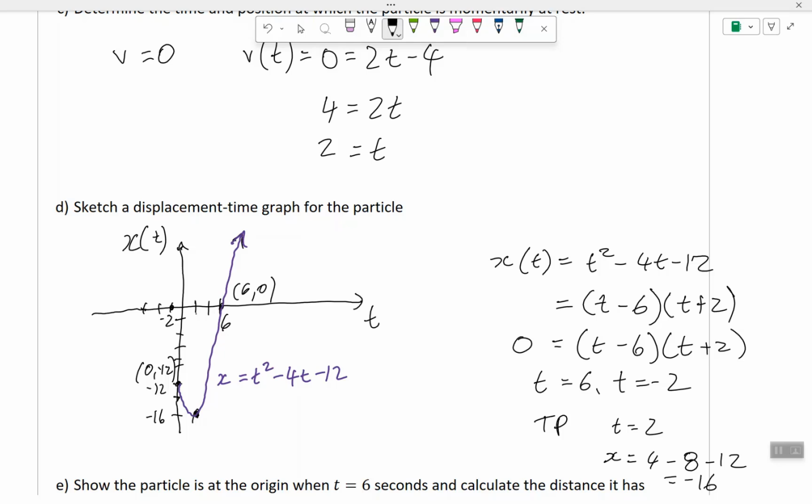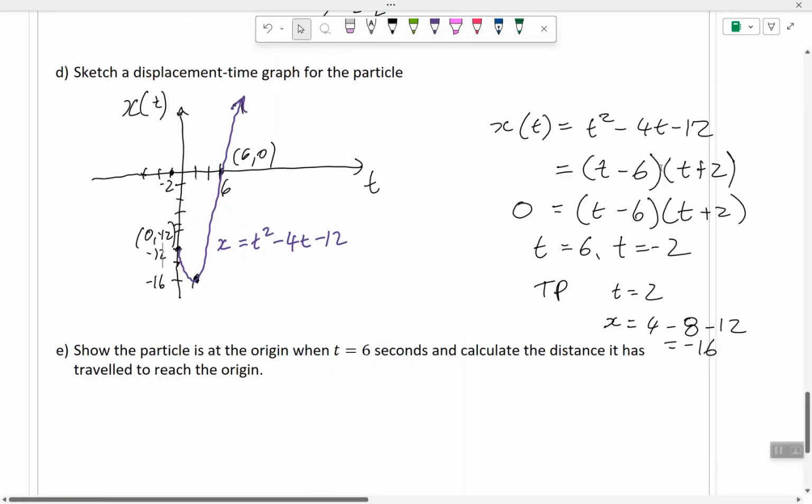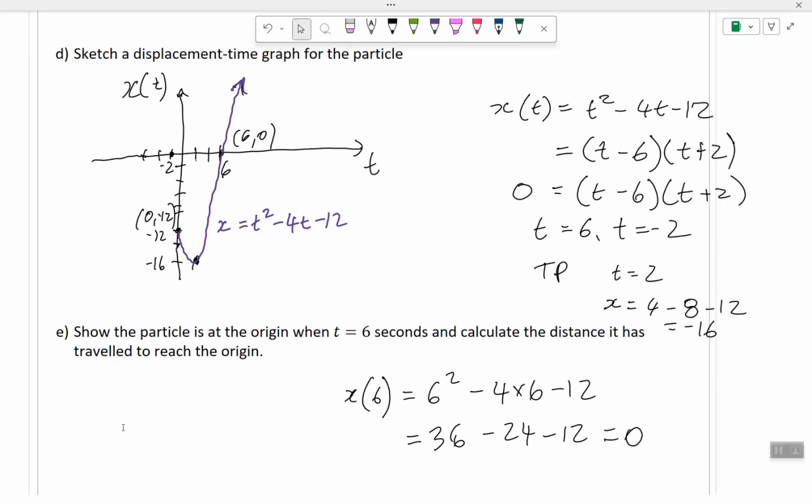So the purple line is the particle. Why did I not go on that side of the x-axis? You can't really have negative time. Negative time doesn't really exist. Any thoughts?